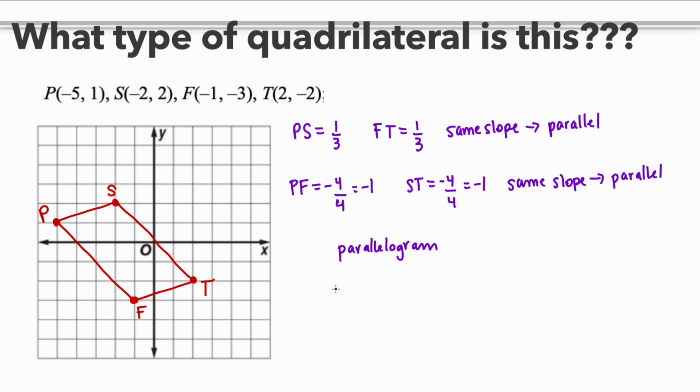But we do know that it's not a rectangle because the slopes of 1/3 and -1 are not negative reciprocals. We also can just look at it and see that it's not a rhombus. We can clearly tell that all 4 sides are not equal. So this would only be a parallelogram.